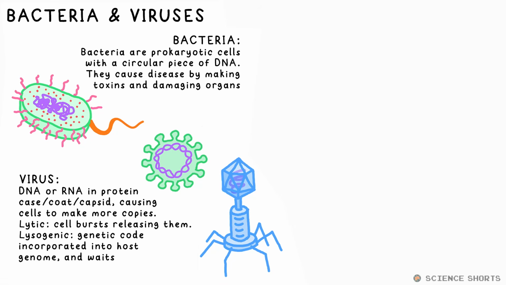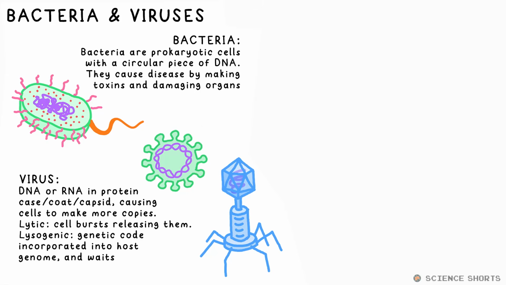If it does this by the lytic cycle, the cell bursts, this is lysis, to release these copies. However, the viral DNA can also just integrate into the host genome in a cell where it can lie dormant until it switches to lytic, usually due to environmental factors.